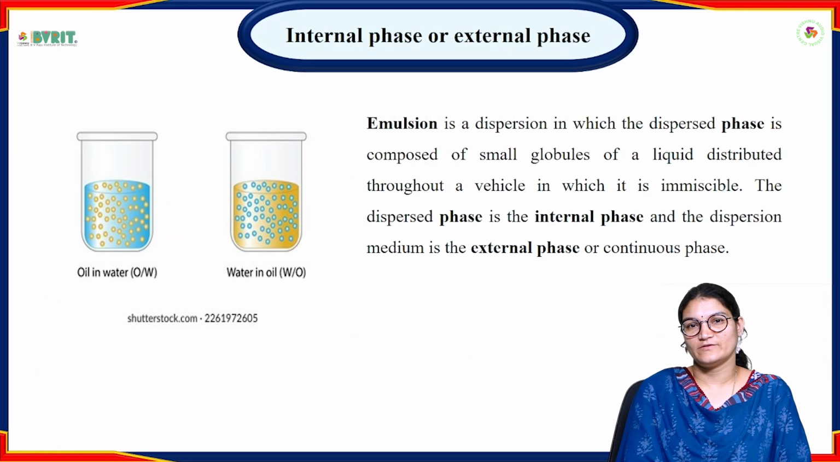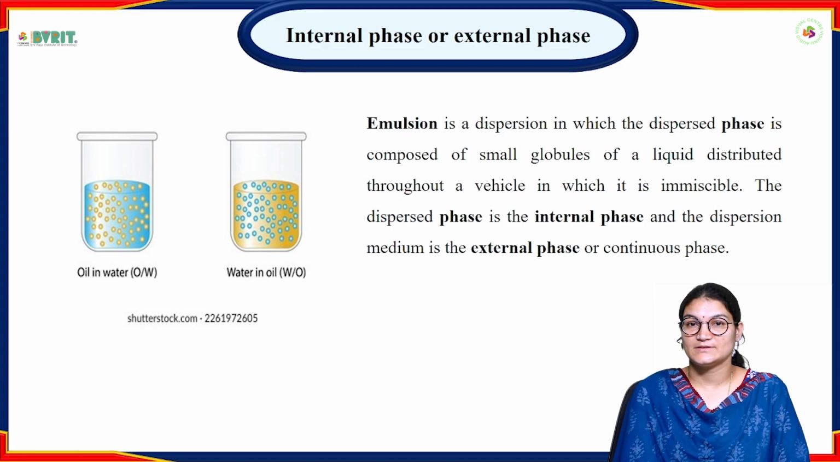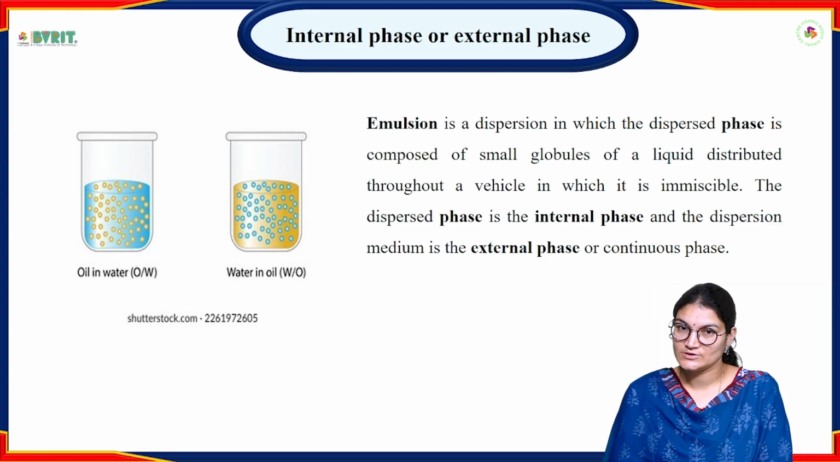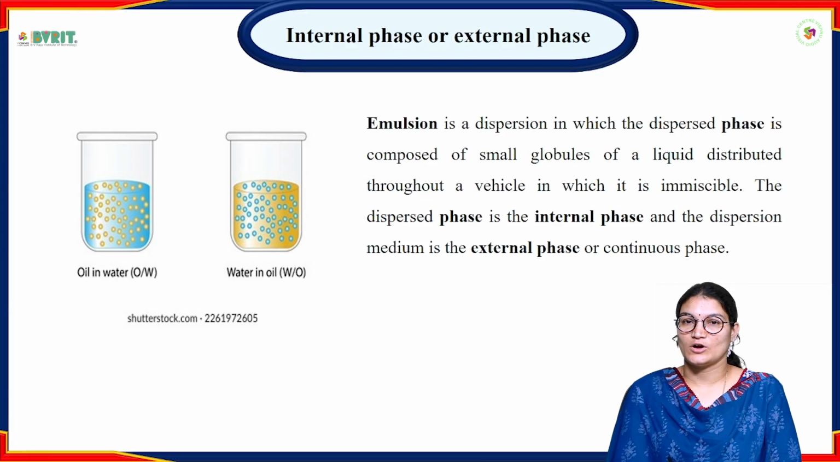But there are a few disadvantages as well, because these emulsions are highly unstable systems. If the emulsifying agent or any pharmaceutical excipient added to the emulsion is not appropriate or optimum, then it gets separated into two different phases. Again, if it gets separated into two different phases, then we cannot use it further.